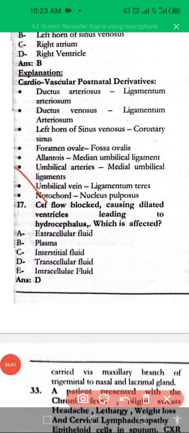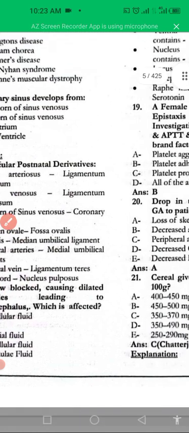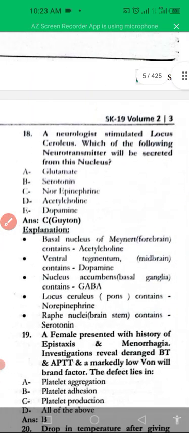CSF flow blocked causing dilation of the lateral ventricle leading to hydrocephalus. Intracellular fluid is affected, which results in cytomegaly.